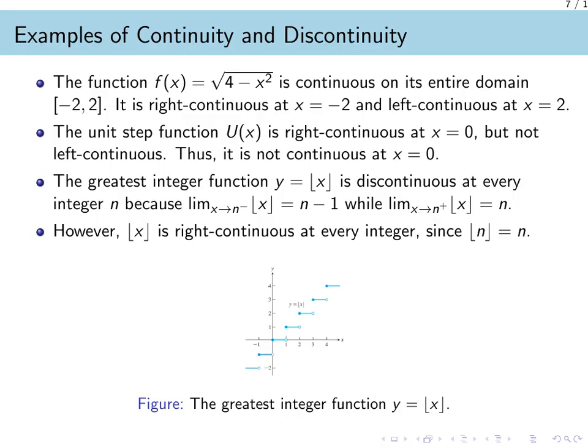The greatest integer function, which rounds numbers down, provides another great illustration. For any integer n, the limit as x approaches from the left is n minus 1, while the limit from the right is n. Since the function's value at n is also n, it is right continuous at every integer, but not left continuous. This shows that being continuous from one side does not guarantee overall continuity.